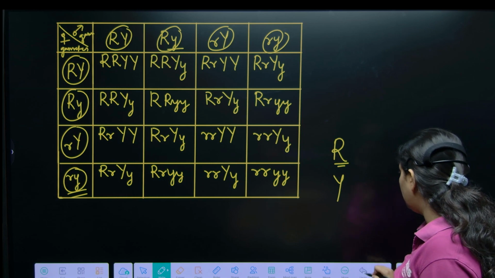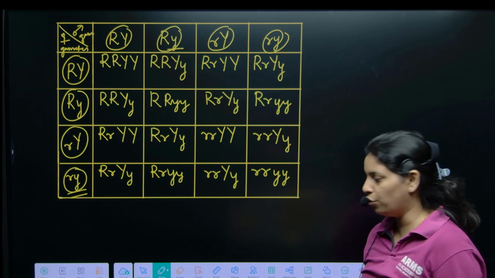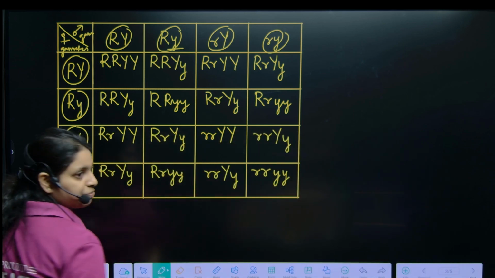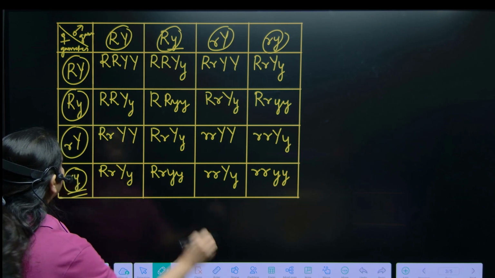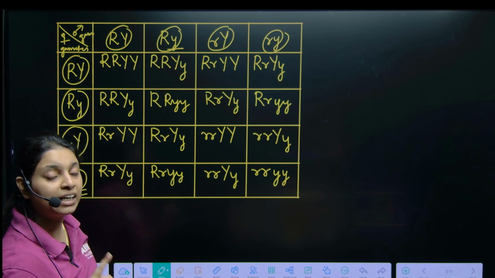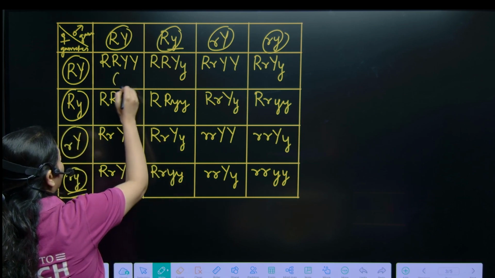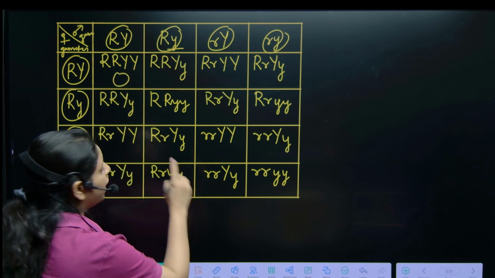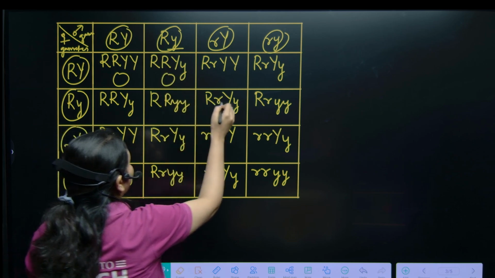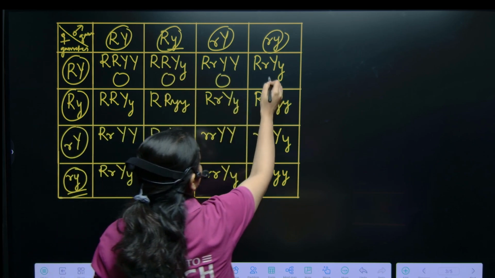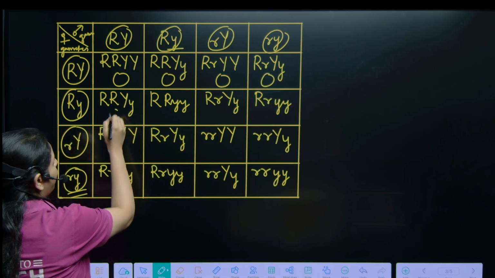Okay, so one by one, now let's fill all the possible phenotypes here. First, we have capital R, capital Y, capital Y. So in this case, as capital R is present and capital Y is also present, the shape will be round and color will be yellow. So round yellow. Next, again capital R is present, capital Y is also present. So round yellow. Next, round yellow, right? Next also round yellow. Next, capital R is present, capital Y also, so round yellow.